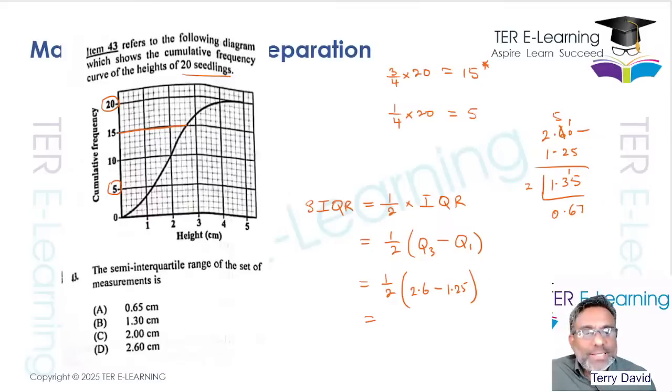Now I'm reading off these things here, and because the graph is a little warped, the answer is going to be a little off. For this one, I would say the answer is A. I'm getting 0.67 here, but that's how you read off the graph. They said semi-interquartile range, so for some of you saying 1.3, you have to divide the answer by 2.